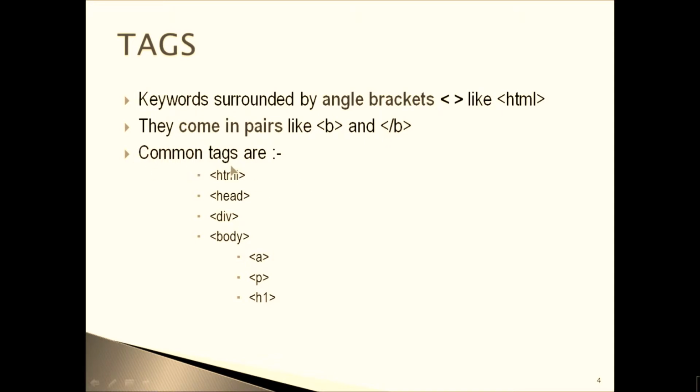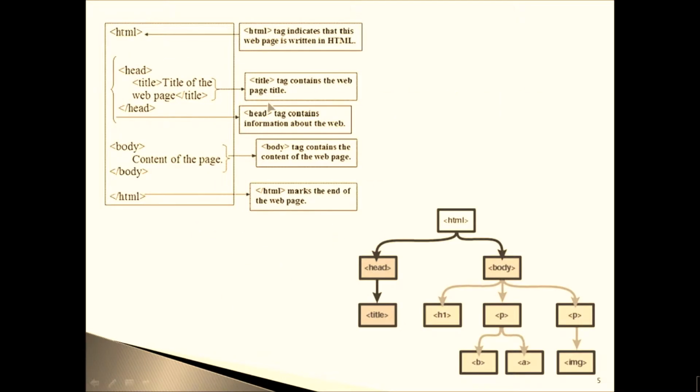The common tags that are employed are HTML, head, division, body, and this is inside the body. For example, this is HTML, and this says that this is a web page written in HTML. Then we have head, body, content inside the body, and HTML ending. So this is how HTML has head and body. Head has title, body has heading, paragraph, and paragraph has more things which make a web page or a document.